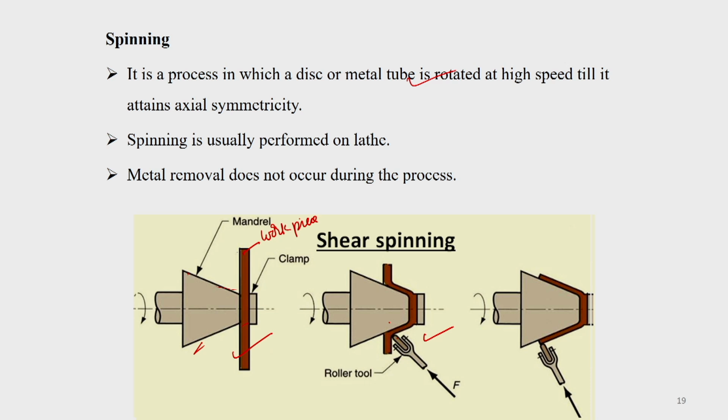Here plastic deformation is taking place, and you can have a correlation between this angle and the thickness you are going to get. We will discuss that later. So, by shear spinning also we can have it.